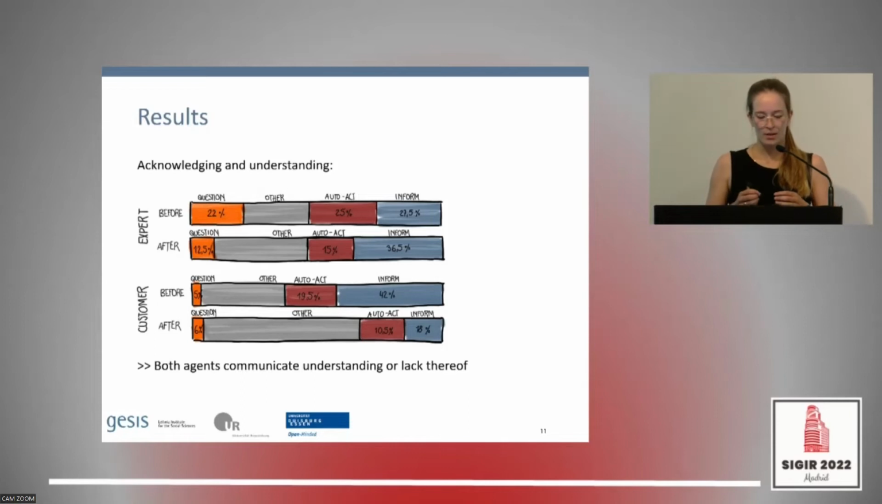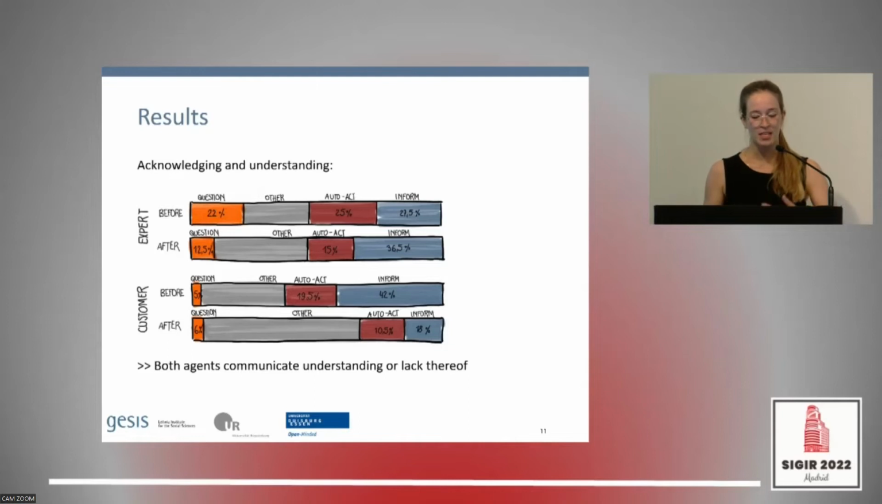So if we have another look at the distribution of dialogue acts, we see that both agents use so-called auto acts, which are utterances like, okay, I see, or interjections like, mm-hmm. This is something that did not take up much time during the conversation because it was often just a single word. But looking at the utterances, it becomes quite clear that this is really an important part of the conversations.